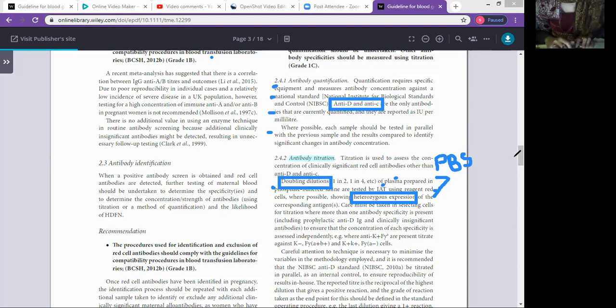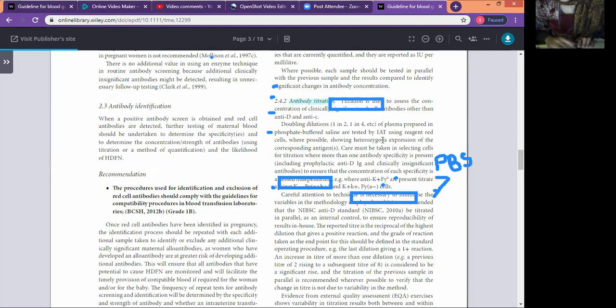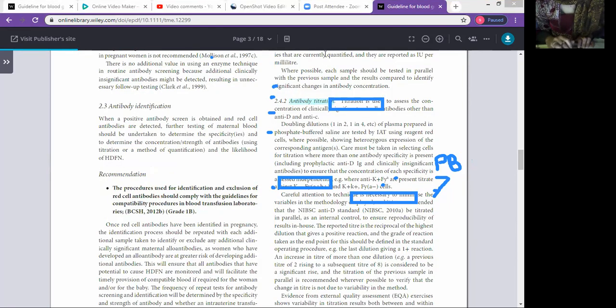And then another thing they've mentioned is the care that we need to take in order to minimize any sort of variables. It is recommended that the anti-D standard should also be titrated along with this.